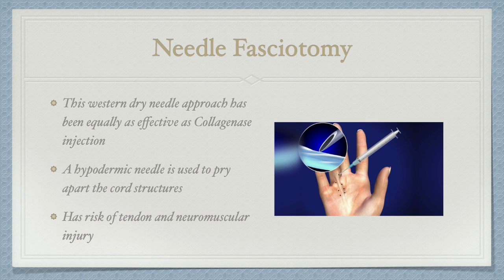So in acupuncture, we use filiform needles, but in this procedure, they use hypodermic needles. And what they do is they press it into the tendon or the aponeurosis that's most inflamed. As you can see by this picture, there's dots everywhere, and they use the needle, manipulating it to pry apart the cords and the structures. So this is a great treatment, and I'm sure it has great effectiveness, but it does have a higher risk of tendon and neuromuscular injury, which is not what we're looking for in a bigger hypodermic needle than a smaller filiform.